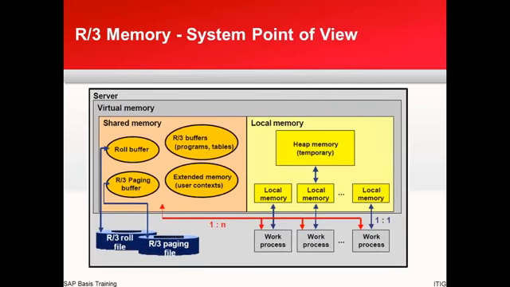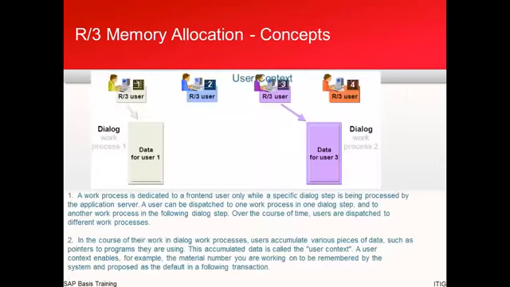So from the system point of view, what we have covered so far is the R3 role file, R3 paging file, that is the paging buffer, the role buffer, the buffers for programs and tables, extended memory, that is the user context, heap memory, and the different work processes. So let's get into the memory allocation concept.